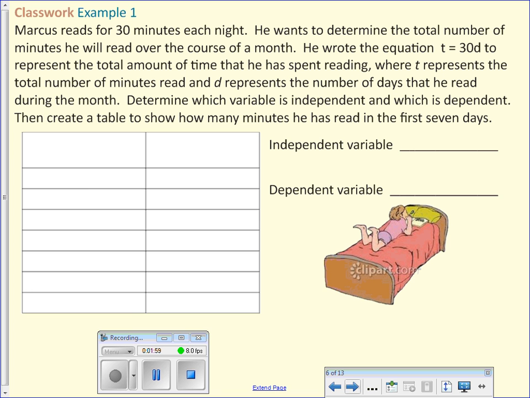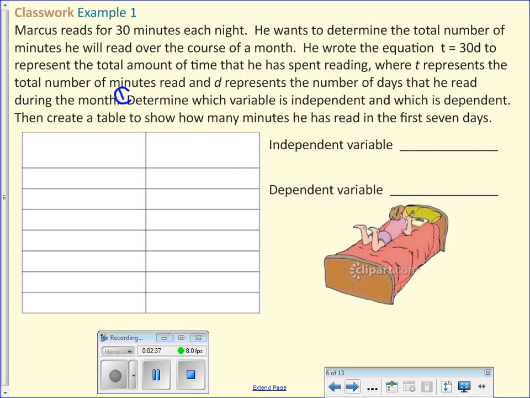Now let's read the first example. Marcus reads 30 minutes each night. He wants to determine the total number of minutes he will read over the course of a month. He wrote the equation T equals 30D to represent the total amount of time that he has spent reading, where T represents the total number of minutes read and D represents the number of days that he read during the month. Determine which variable is independent and which is dependent, then create a table to show how many minutes he read in the first 7 days.